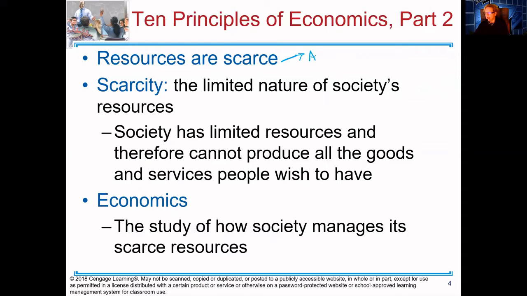Oftentimes, students will say air. Air is very plentiful. But if you think about air for a moment, is there a difference in air quality? We know that individuals with allergies will spend money, resources, to try and lessen their symptoms on HEPA filters, for example, and to make their air cleaner so they can breathe better.